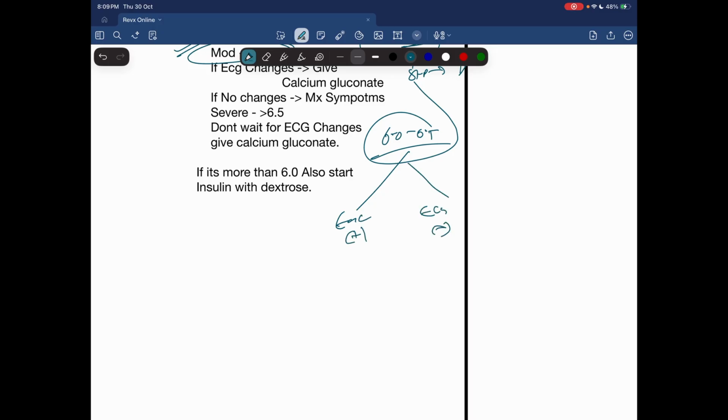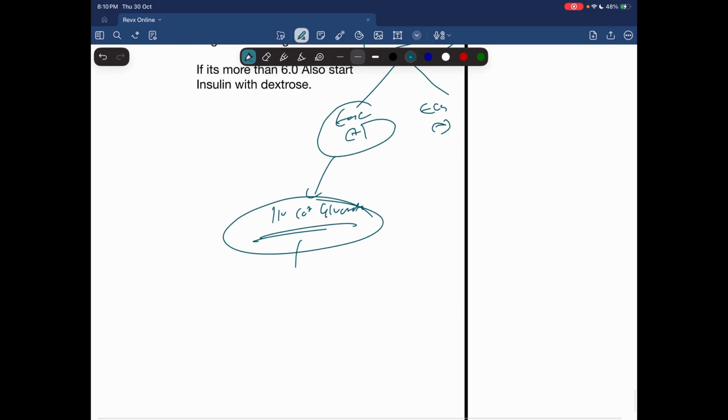If ECG changes are present, you have to start IV calcium gluconate. Very important. Because what is IV calcium gluconate going to do? It is going to stabilize the cardiac membrane. So this is not going to change potassium levels. Very important. You have to remember, it is not going to alter potassium levels.